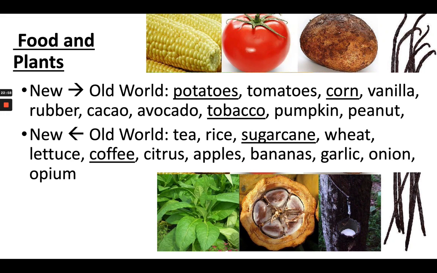Better food security will lead to population growth. From the old world to the new, you see the exchange of peas, rice, sugarcane, wheat, coffee, citrus, apples, bananas, garlic, onion, and opium. So the crops that I've underlined are the ones you should really know. Settlers will bring staples of Southern European agriculture. They will also introduce African and Asian cash crops. Again, many of these crops just grow very successfully in these other environments.